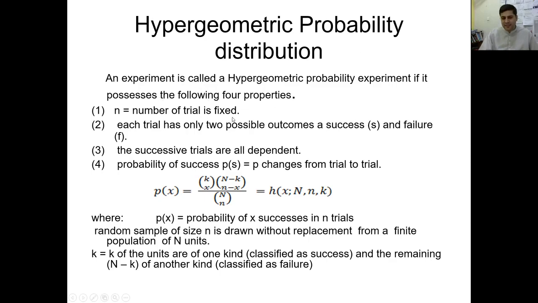The number of trials will be fixed, just like in the binomial distribution. Each trial has only 2 possible outcomes, success and failure. So once again, these 2 properties are similar to the binomial distribution, but the other 2 properties are not the same. The other 2 properties are totally changed from the binomial distribution. In the binomial distribution, trials are independent, but in the hypergeometric distribution, trials are dependent.